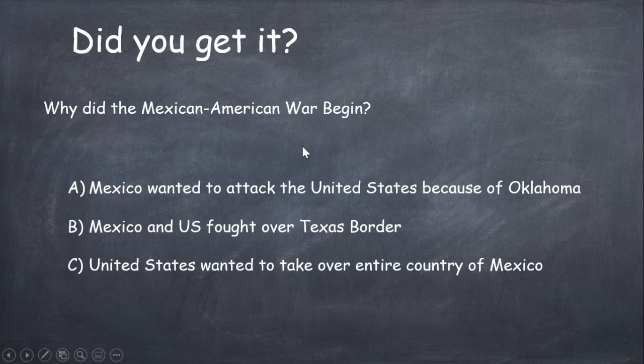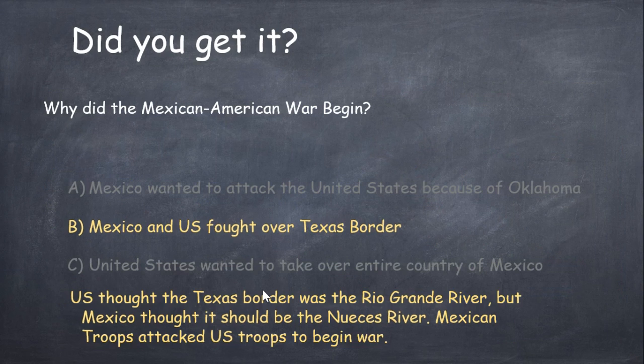Why did the Mexican-American War begin? We just talked about this when I went over it in this PowerPoint presentation. Was it that Mexico wanted to attack the United States because of Oklahoma? Mexico and U.S. fought over the Texas border? Or the United States wanted to take over the entire country of Mexico? All right. So remember, whenever I tell you that most of the time wars are fought over land, this is the same thing. Mexico and U.S. fought over the Texas border.